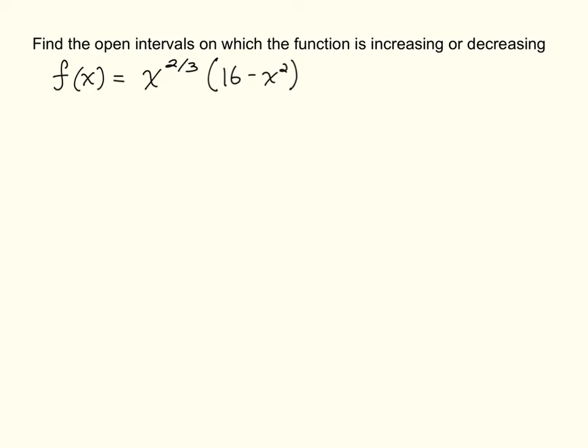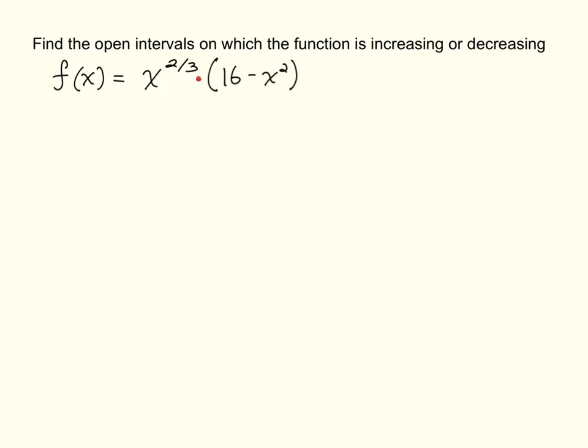Find the open intervals on which the function is increasing or decreasing. The function is f of x equals x to the 2/3 power times the quantity 16 minus x squared. In order to find the open intervals where f of x is increasing or decreasing, we must find the critical values of f of x. To do that, you need to find f prime of x.